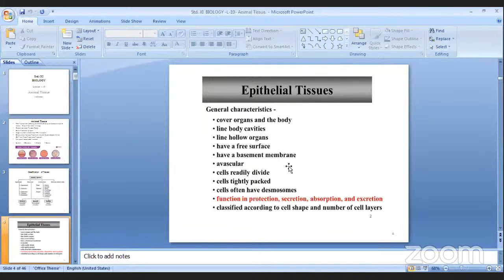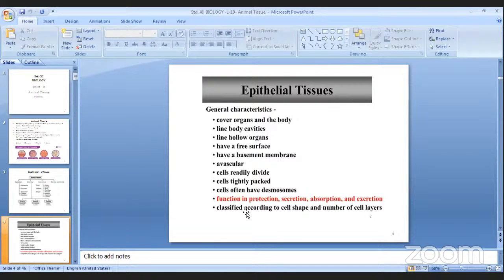And this epithelial tissue is avascular. That means no blood capillaries or blood vessels are there. Then cells readily divide. Then cells are tightly packed, very compactly, which means there is very little intercellular space. Then cells often have desmosomes. Desmosome, students, is a type of cell junction. Function of this epithelial tissue is production, secretion, absorption, and excretion.